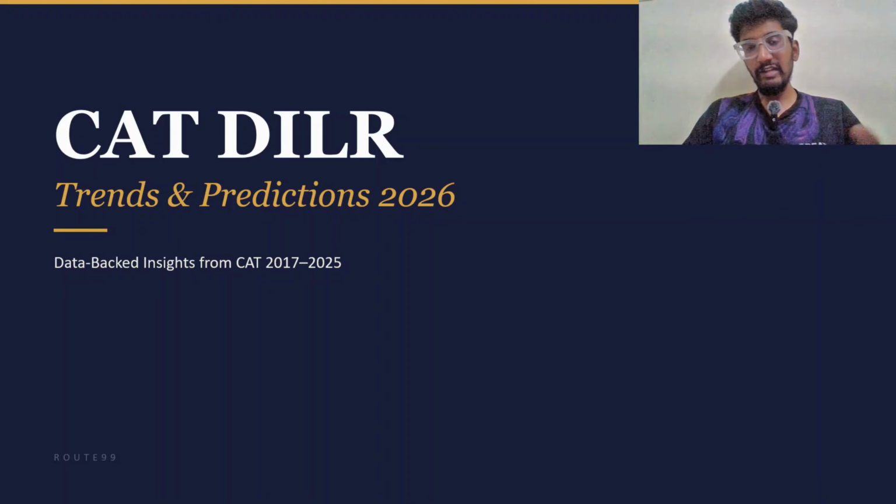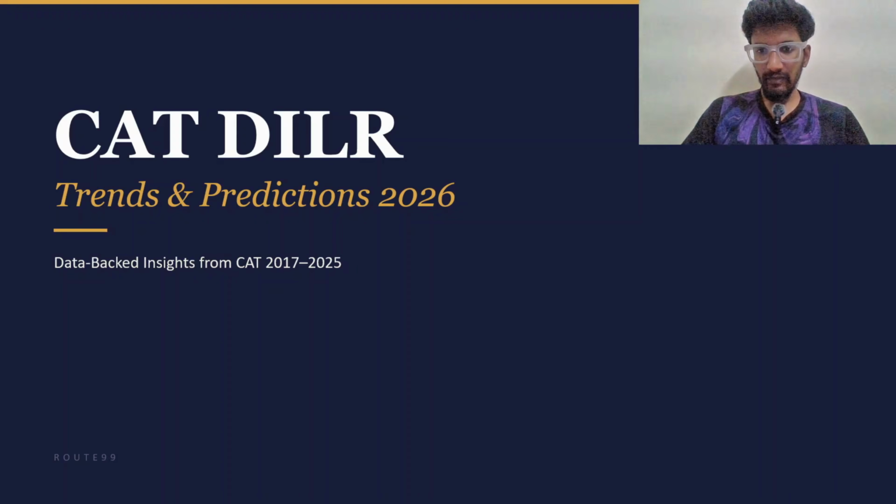So imagine it's CAT 2026. You will enter into the DILR section. Timer starts, and you see 5 sets in front of you. And suddenly the panic kicks in. Which set should I attempt? Should I start with DI? Why does every set look so different?